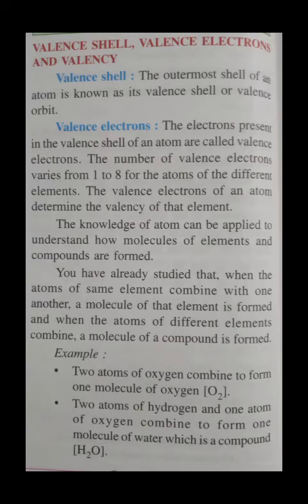Valence electron will help us to find the valency of the atom, and valency of the atom will help us in forming the molecules. The outermost shell of an atom is called the valence shell, and the electrons present in the valence shell are called valence electrons. Example, two atoms of oxygen combine to form one molecule of oxygen. Right? Two atoms of hydrogen and one atom of oxygen combine to form one molecule of water, which is a compound.